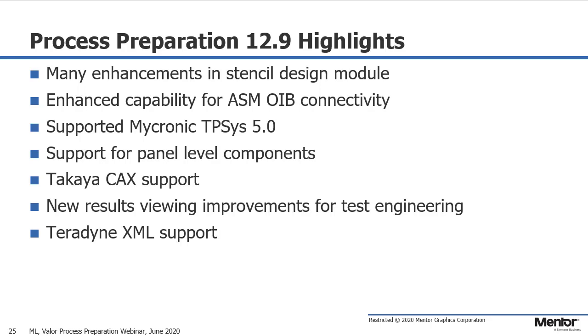OIB has been the preferred method to create a bidirectional link between Process Prep and ASM pick and placement machines. We further improved this connection through OIB in this new version. Likewise, for Mycronic pick and place machines, we have improved our support through TPSys. We have also added support for panel level components for SMT programming. For test programming, we have added two new machine formats in Takaya CAX and Teradyne XML. Furthermore, in the test programming area, we have significantly improved the graphical results viewing capabilities, as we shall see.